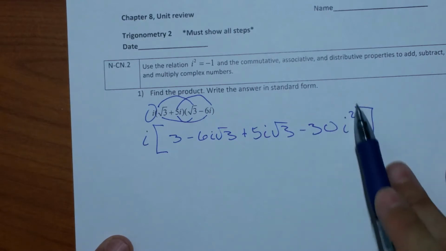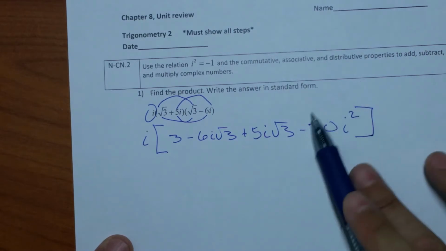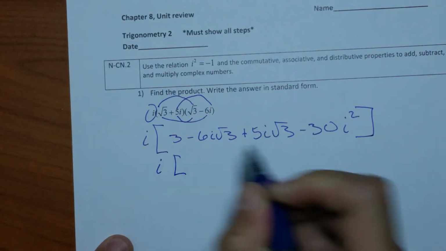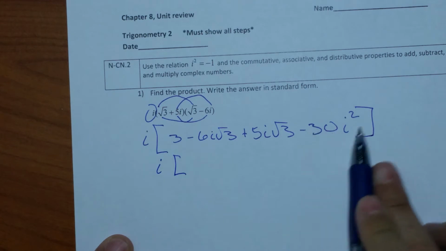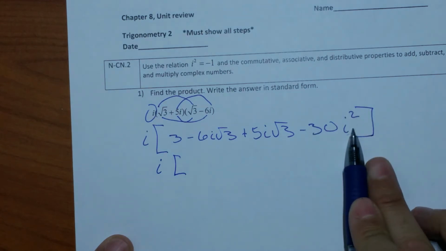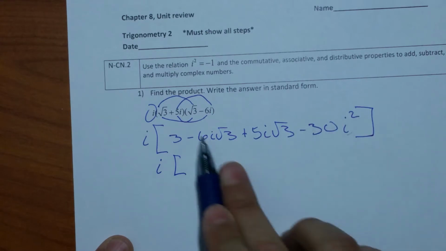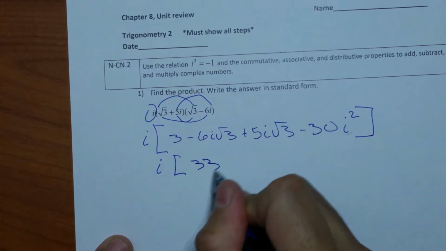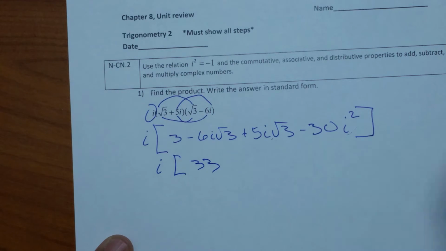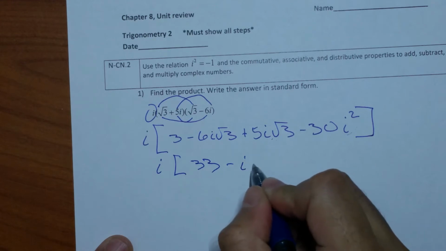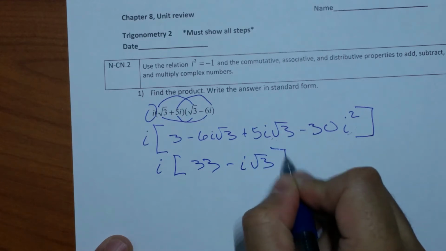Okay, so right here, I squared will give me a negative 1, so it's going to change that. I'm going to bring down my I, and this is going to be negative 1, so that makes this into a positive. So positive 30 and 3, 33. Put these two together right here, I end up with negative 1i rad 3. Rad 3, very good.